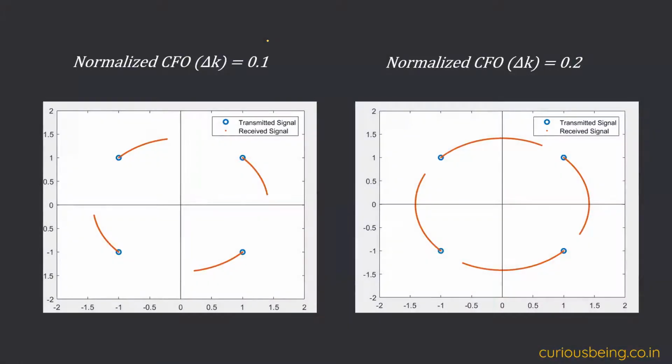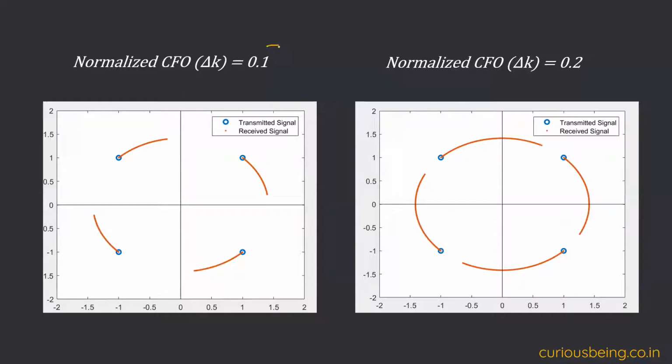Okay, now let's see the impact. This is from some MATLAB simulation. Here the blue dots are the transmitted signal. This is just an OFDM signal with QPSK modulation. Let's look at the left plot first. In this case, blue dots are the transmitted signal, and we can see that there are 4 blue dots, which obviously represents QPSK modulation.